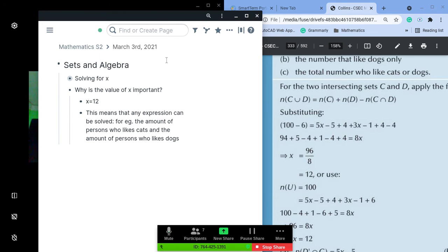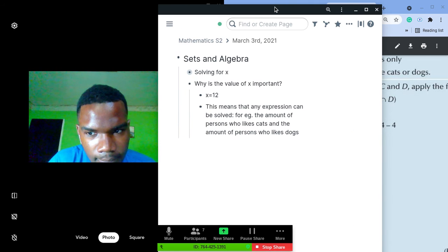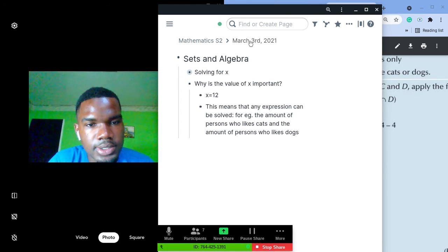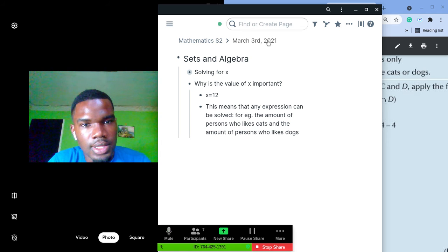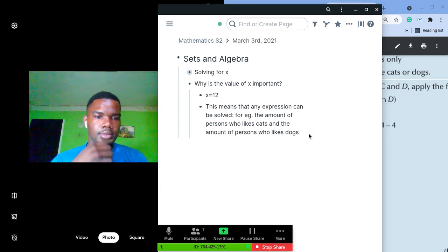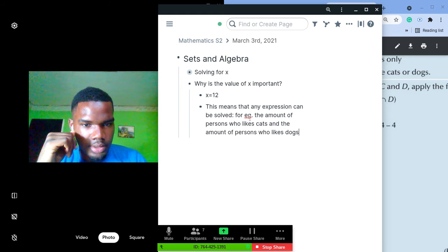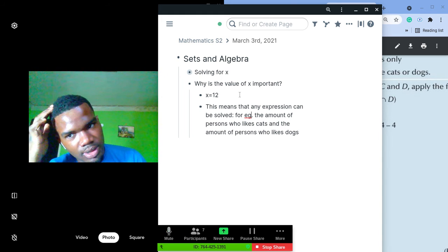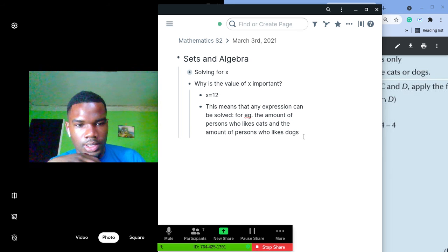Yes, sir. Alright, good. Where would this research be saved? Under maths S2. So it's under Math S2. Then the date is March 3rd, 2021. Okay, sir. And the other one I was trying to say, sir, was the Math S2 marathon. I should probably save it under there as well, but it's okay. Yeah. Alright, so let's continue now.